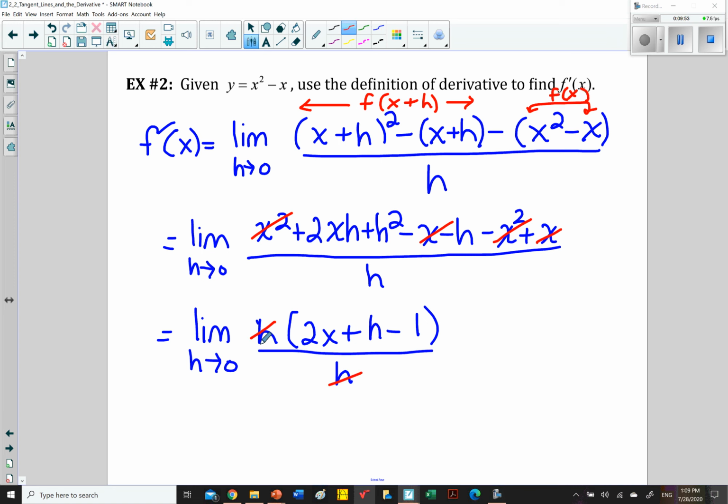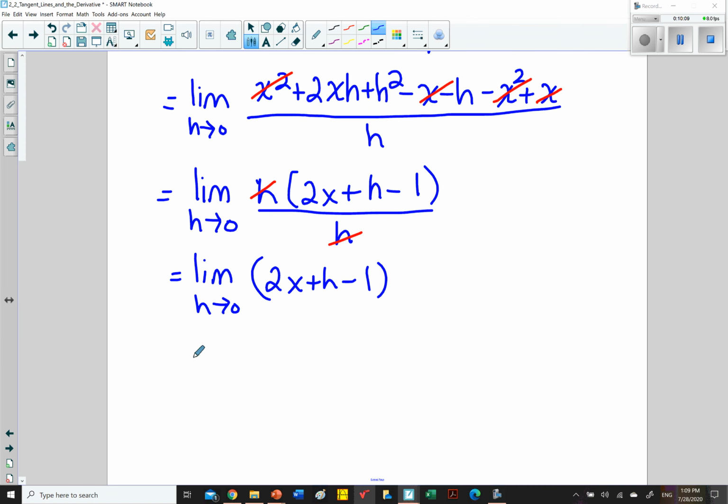And then once you get to the end, at this place, you can look at that last expression and apply the limit definition by substituting 0. So the general form of the derivative is 2x minus 1.